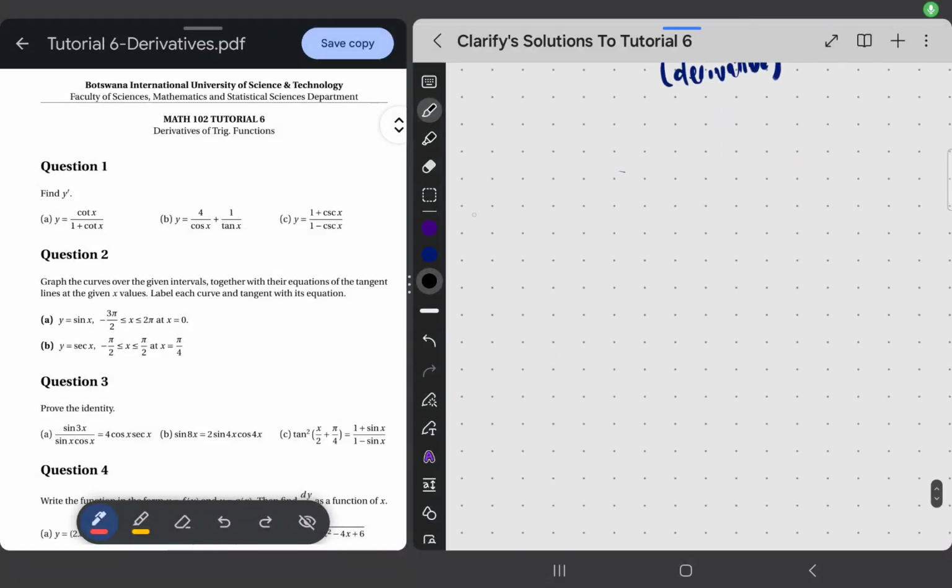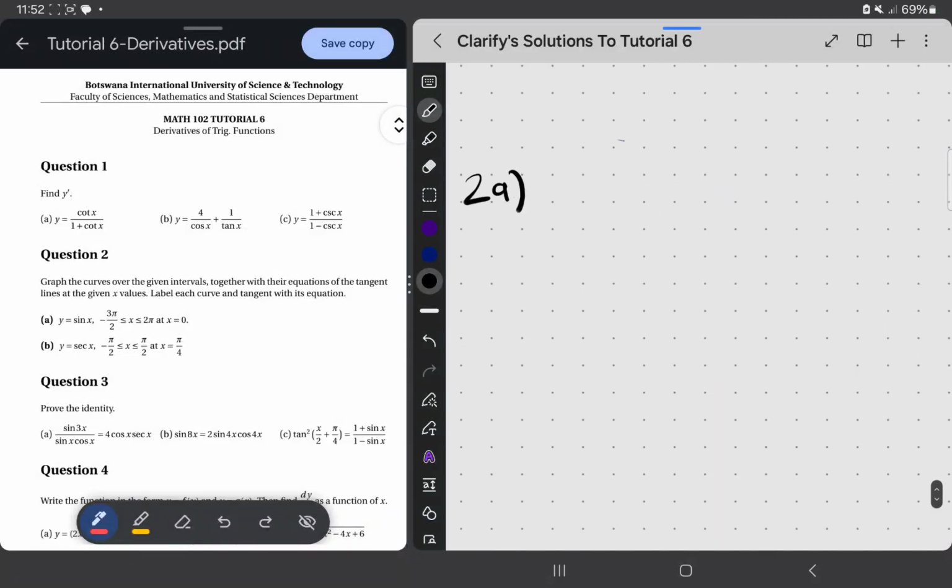Now let's do question 2. Let's now do 2a and see what it says. They said graph the curves over the given intervals, together with their equations of the tangent lines at the given x values. So let's put the equation of the tangent line so that when we graph, we are able to do it. They said at the given x value. So, equation of the tangent at the given x value.